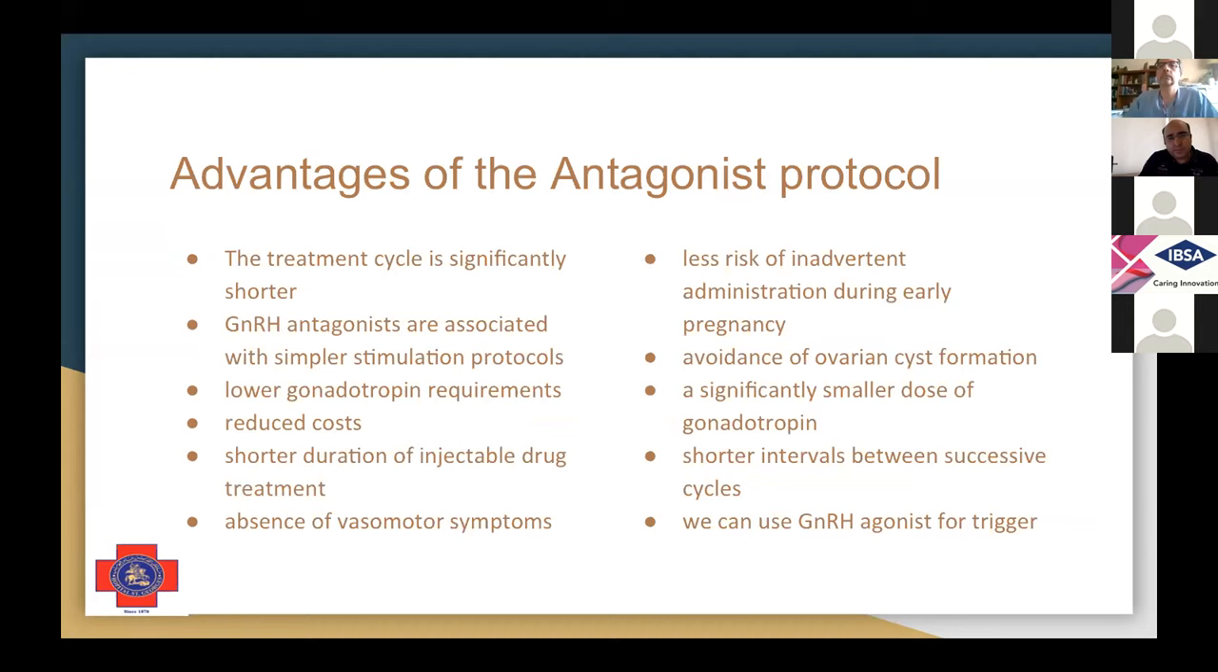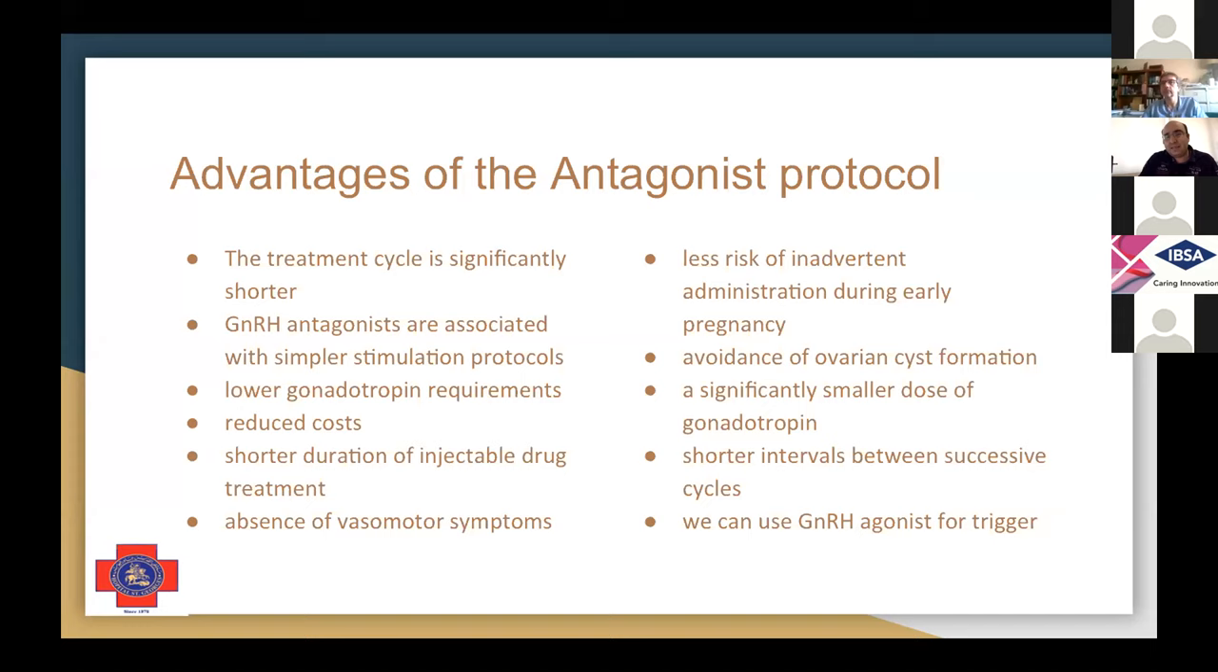Treatment is significantly shorter. It's associated with a simple stimulation protocol. We have a lower dose required. We have a reduced cost and short duration of injectable drug. We have an absence of symptoms because of pituitary suppression with the long protocol of agonist. We have less risk when we introduce it.